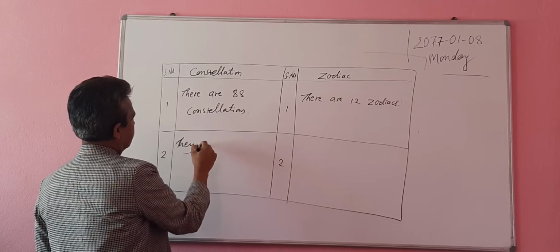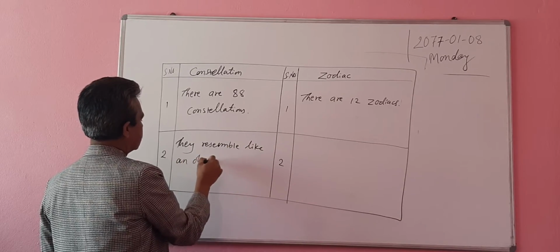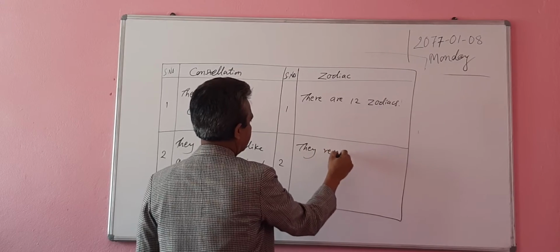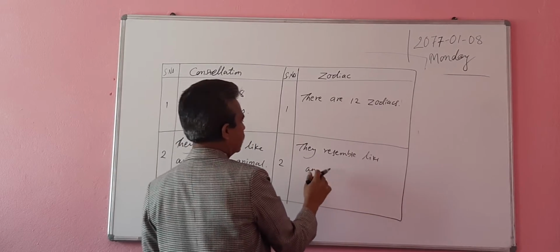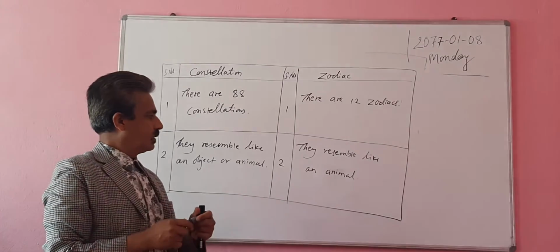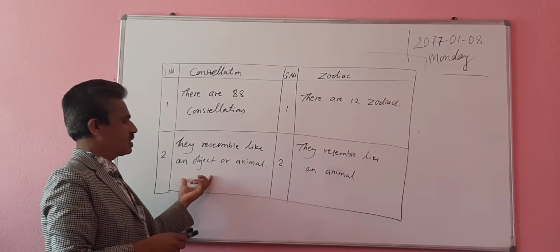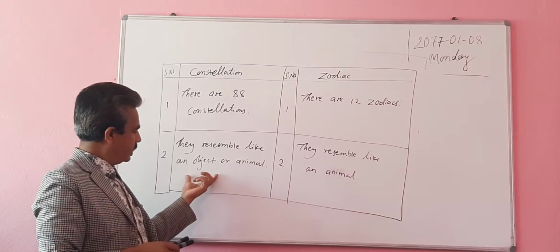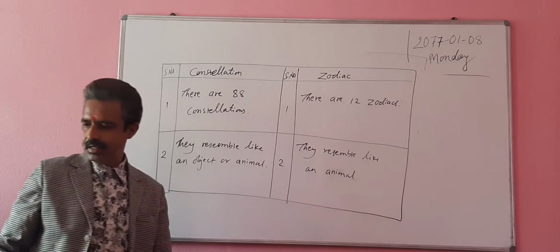And they resemble an object or animal. Sorry, not an object. The zodiacs resemble animals, like Pisces, Aquarius, Taurus, Gemini. In constellations, the Big Dipper, Small Dipper, and Orion also belong to constellations. Of the 88, they may be an object or animal, but the zodiacs resemble animals only.